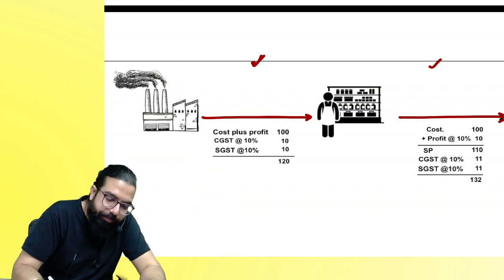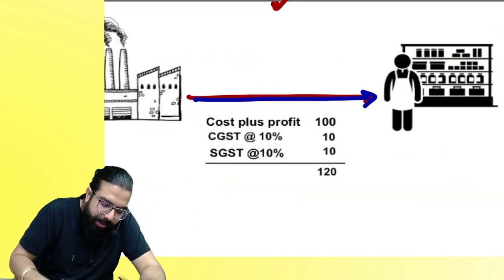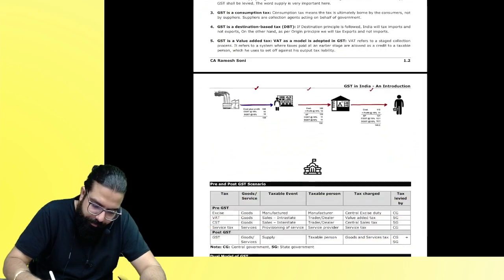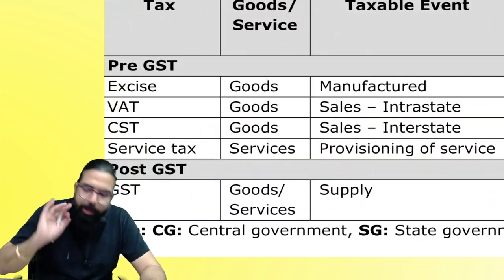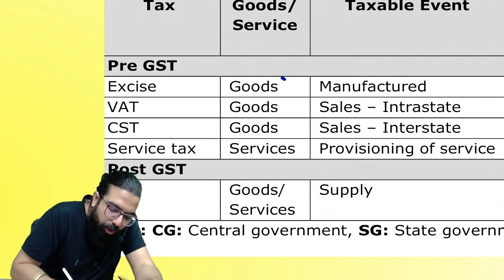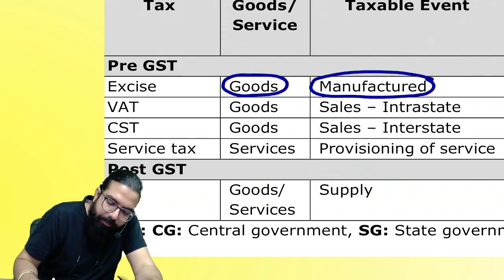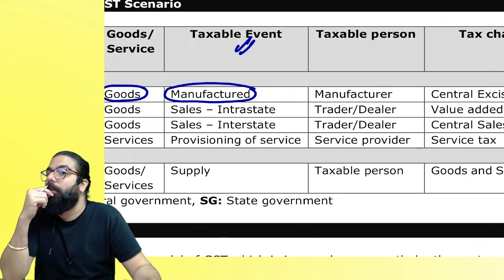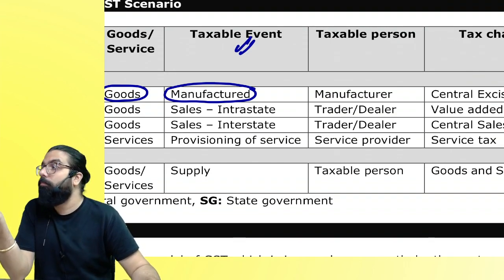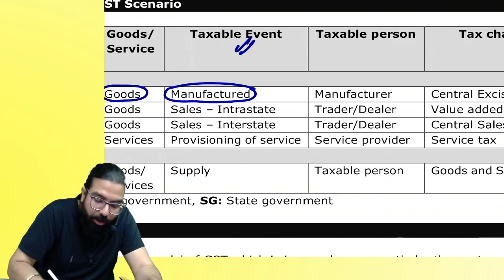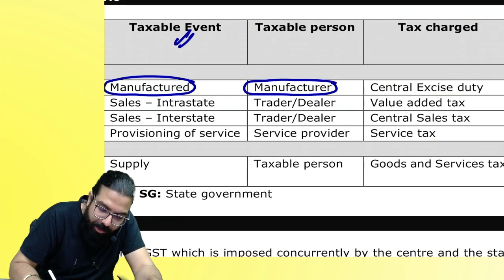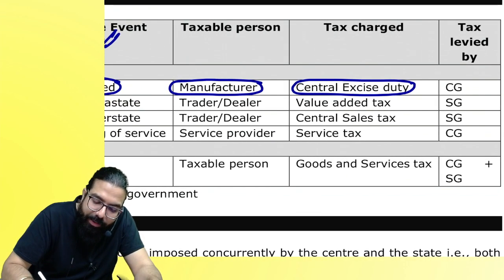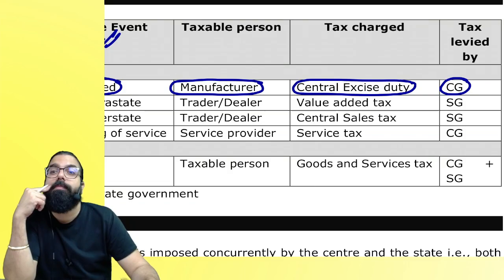Okay, everyone, listen. This guy sold him the goods. He is a manufacturer. I want to tell you one small thing. Listen. Earlier, what used to happen, everyone? Whenever goods were manufactured, that was the taxable event. That was the crime you committed, because of which, if you are a manufacturer, you have to pay what? Excise duty. Are we clear? And that excise duty used to go to the central government.